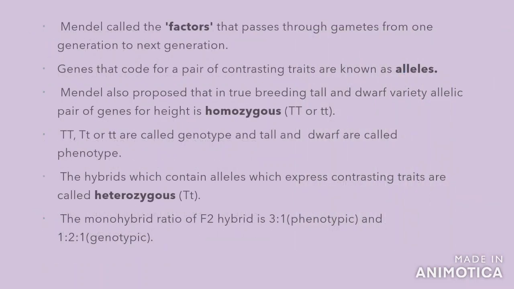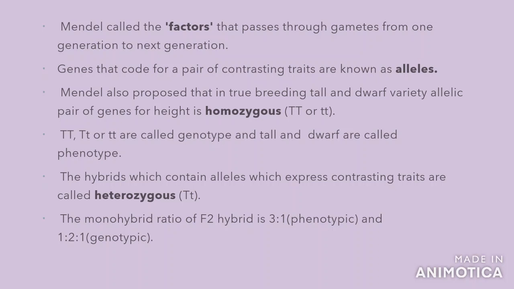Mendel called the factors that pass through gametes from one generation to next generation. Genes that code for a pair of contrasting traits are known as alleles. Mendel also proposed that in true breeding tall and dwarf variety, allelic pair of genes for height is homozygous. Capital T, small t, or small t are called genotype, and tall and dwarf are called phenotype.